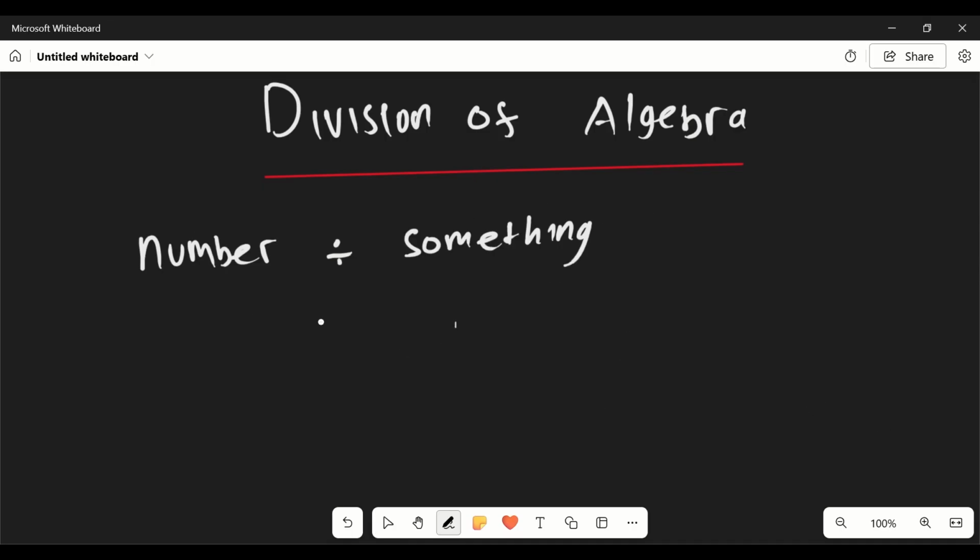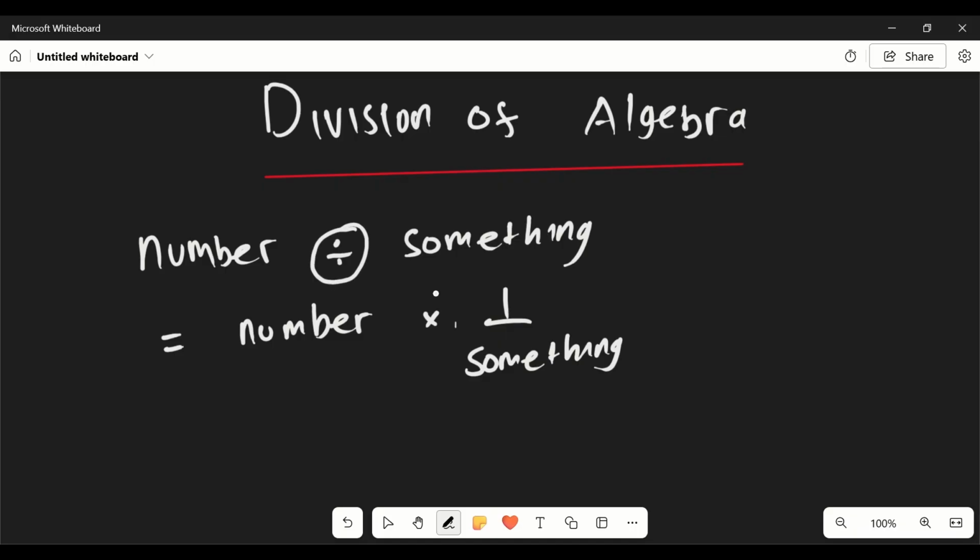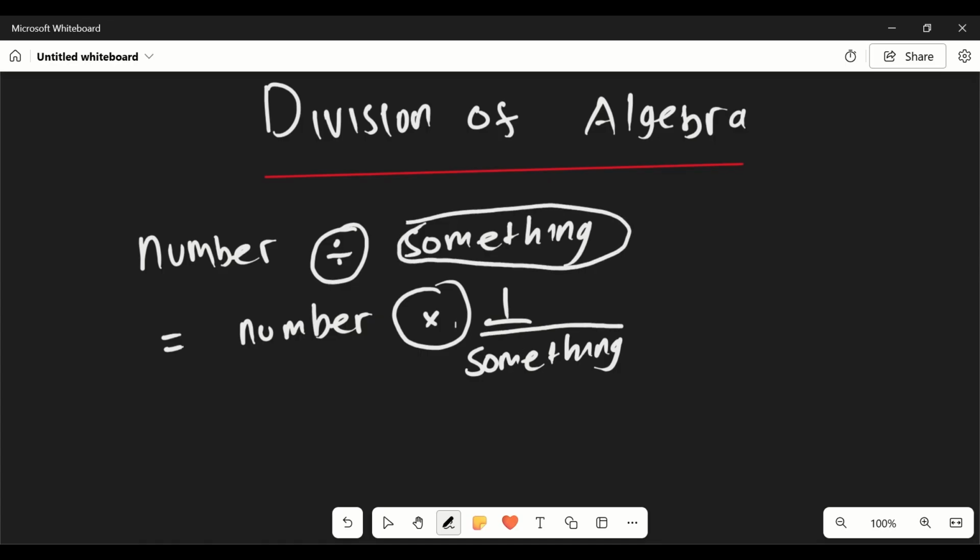So if you have number divided by something, it's just the same as number multiplied by 1 over something. So we change divided sign into the multiplication sign, and we take something into the bottom.